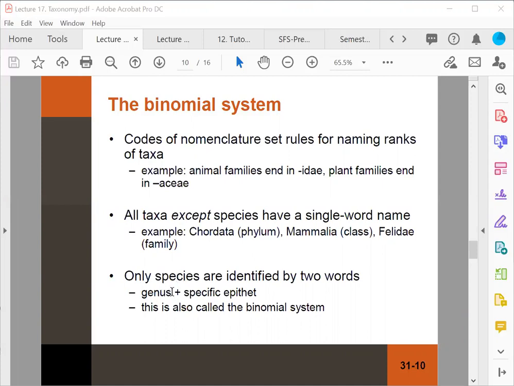The first word, of course, is taken from the genus that it belongs to, and the second word is referred to as the specific epithet. And this is referred to as the binomial system. Binomial meaning two names. This is a classification system that was developed by Carl Linnaeus, the father of taxonomy. Before Linnaeus developed this system, there were species names that were incredibly long. There could be 10 or more words within the name of a species. So it just wasn't practical. It wasn't a workable naming system.